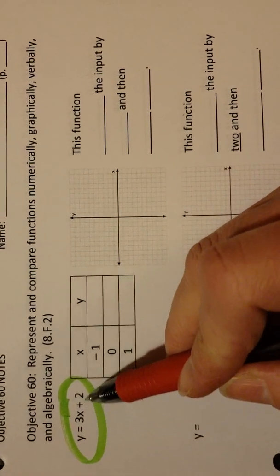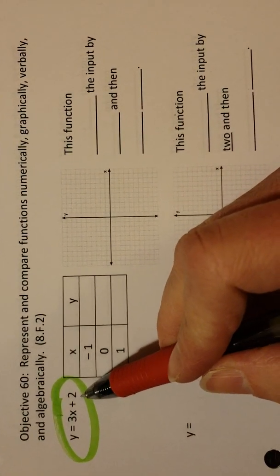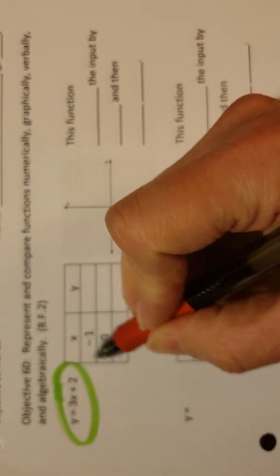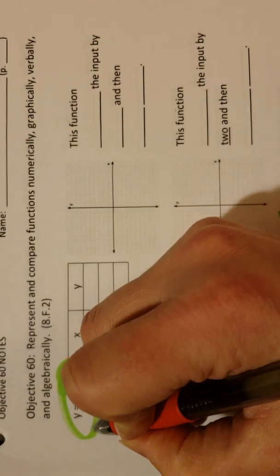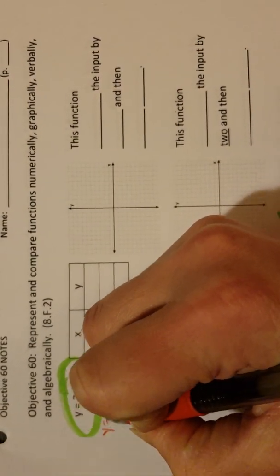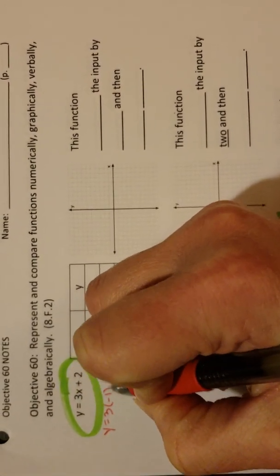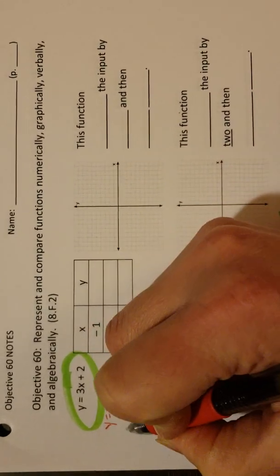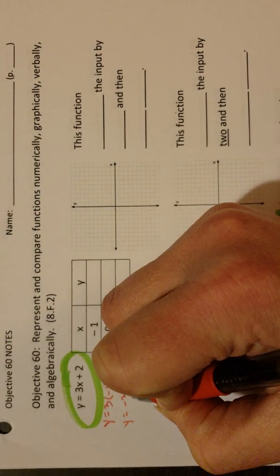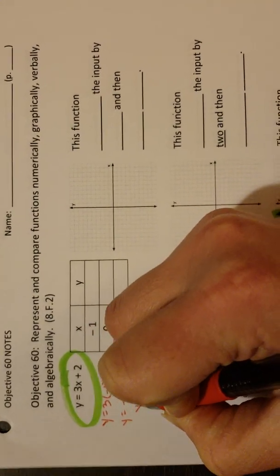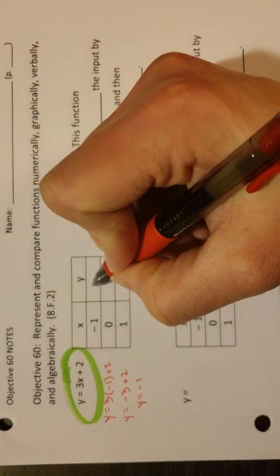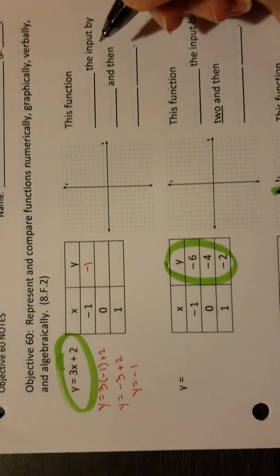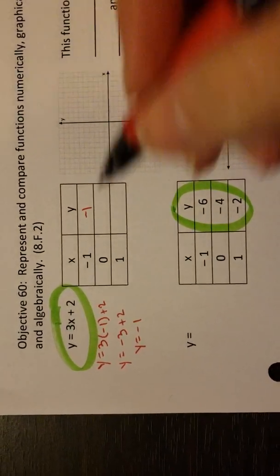Let's start with y equals 3x plus 2. So in this function, these are our inputs. All right, so we're going to put, for example, negative 1 into the machine to see what we get out for our output for y. y equals 3 times negative 1 plus 2, which is negative 3 plus 2. y is negative 1. So negative 1 goes there. Negative 1 comes in, negative 1 goes out.